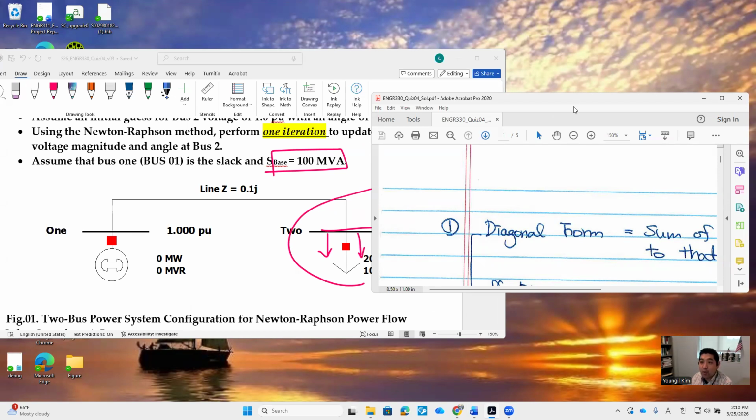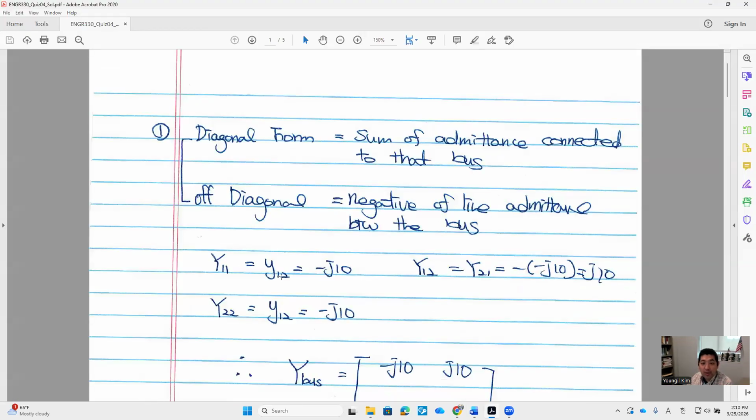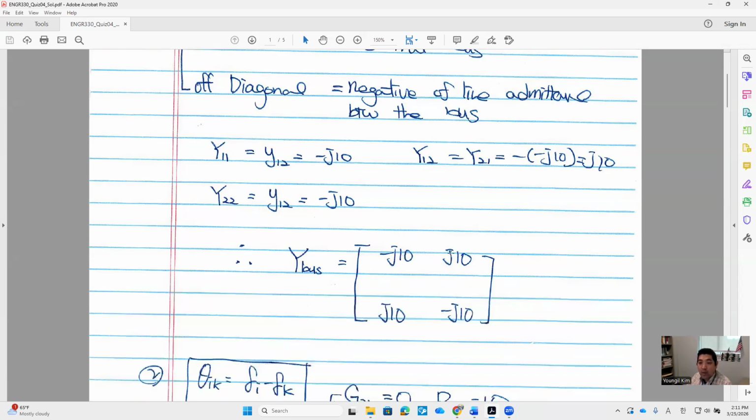So Z is equal to 0.1, and Y sub 12 is minus j10. How about the second bus? It is also connected by just one transmission line, between bus 2 and bus 1, so that is also minus j10. Then Y sub 12 and Y sub 21, as we said before, are the negative of the line admittance between the buses, minus of minus j10, which is equal to j10. So finally, Y11, Y12, Y21, Y22 are minus j10, j10, j10, minus j10.